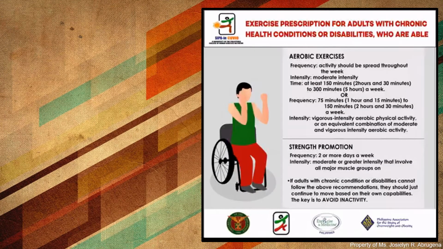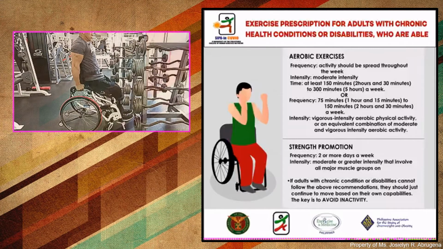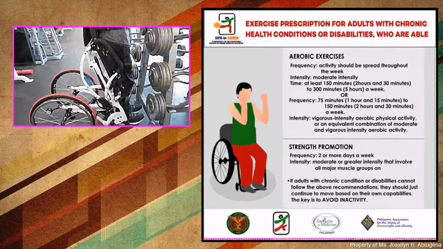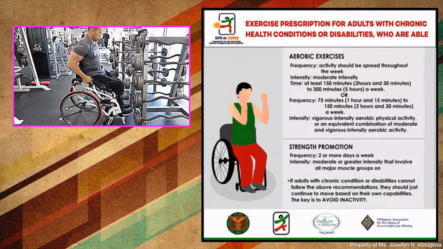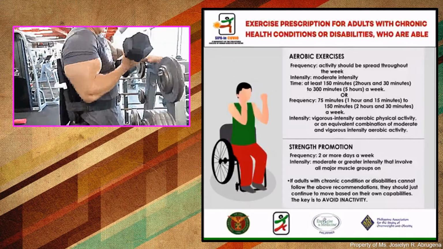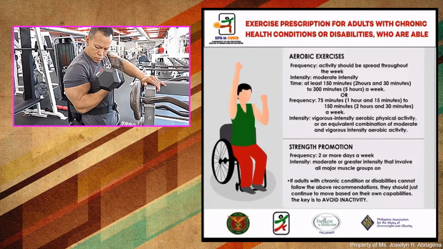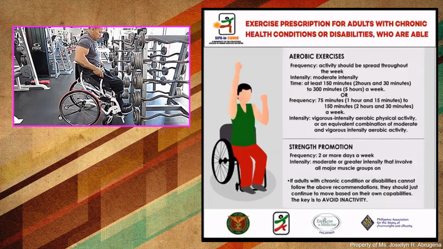Exercise prescription for adults with chronic health conditions or disabilities who are able. Aerobic exercises. Frequency: activity should be spread throughout the week. Intensity: moderate intensity. Time: at least 150 minutes, 2 hours and 30 minutes, to 300 minutes, 5 hours a week, or 75 minutes, 1 hour and 15 minutes, to 150 minutes, 2 hours and 30 minutes, a week. Intensity: vigorous intensity aerobic physical activity, or an equivalent combination of moderate and vigorous intensity aerobic activity.